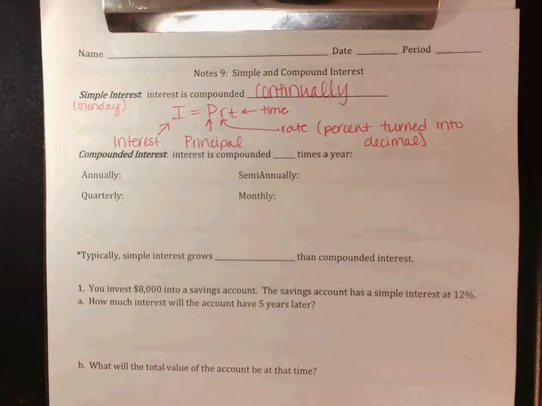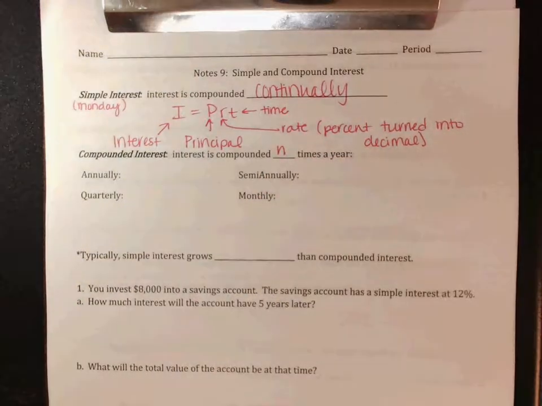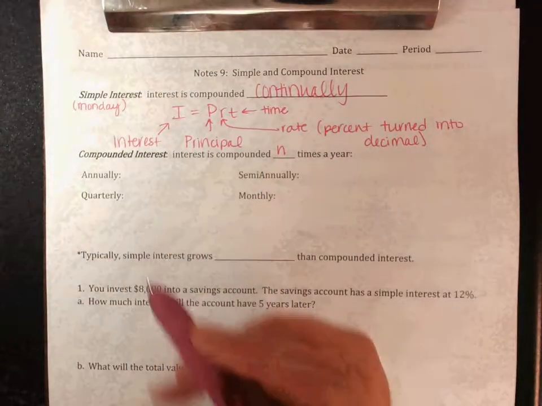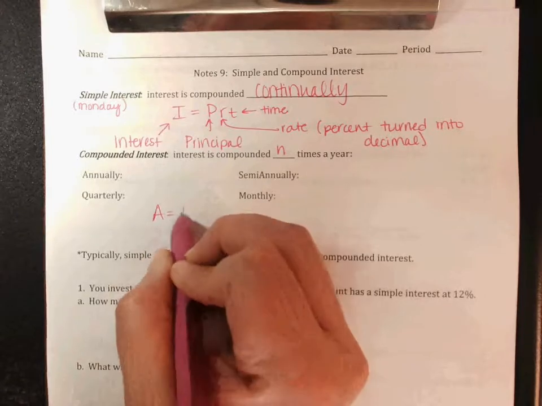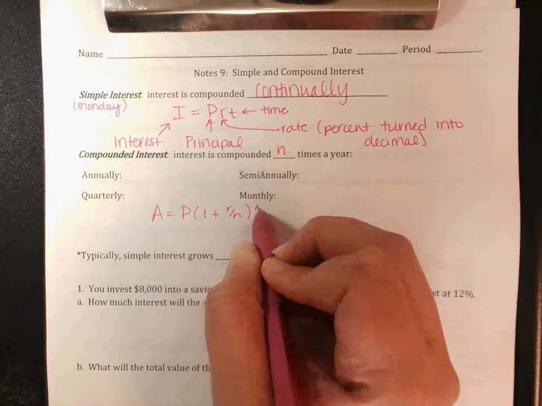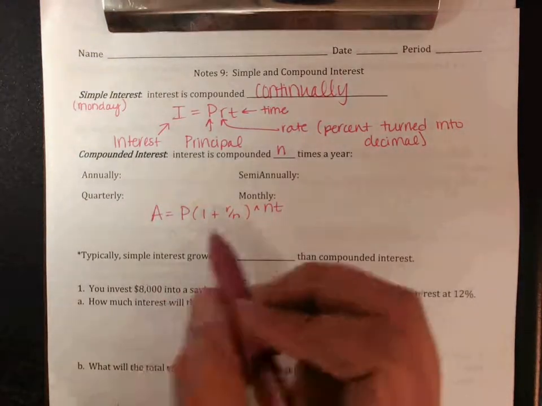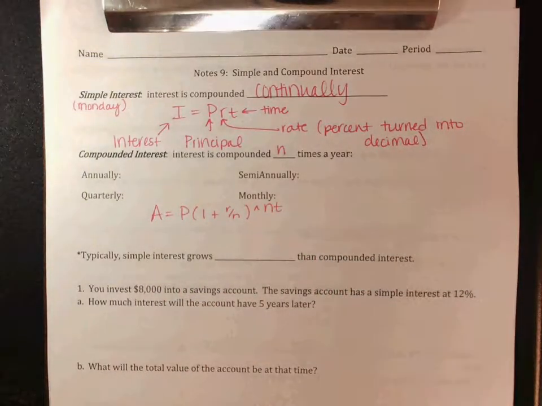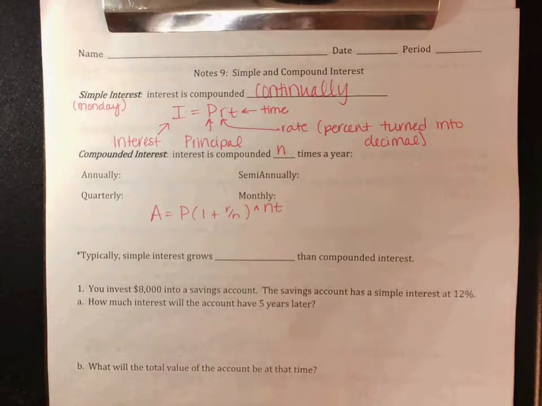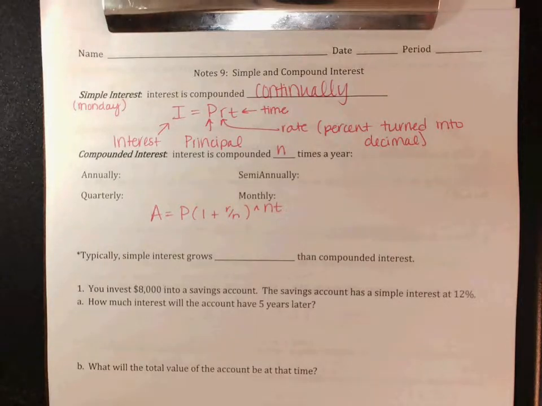Then yesterday we talked about compounded interest. So interest that is compounded n times a year, you use a totally separate formula, which we'll write down here at the bottom. A equals P times (1 plus r over n) to the power of nt. Remember that we learned this yesterday. The only thing that's new is the n. And remember that n tells you how many times your investment is compounded each year.